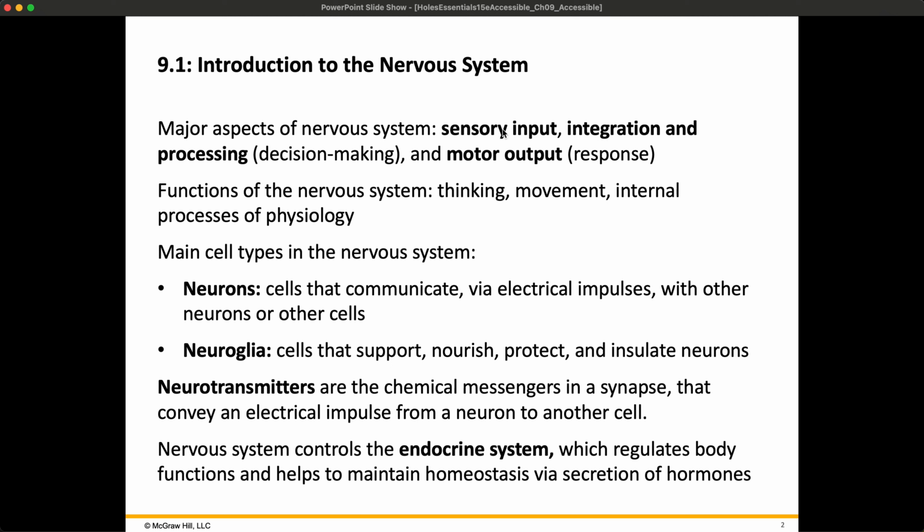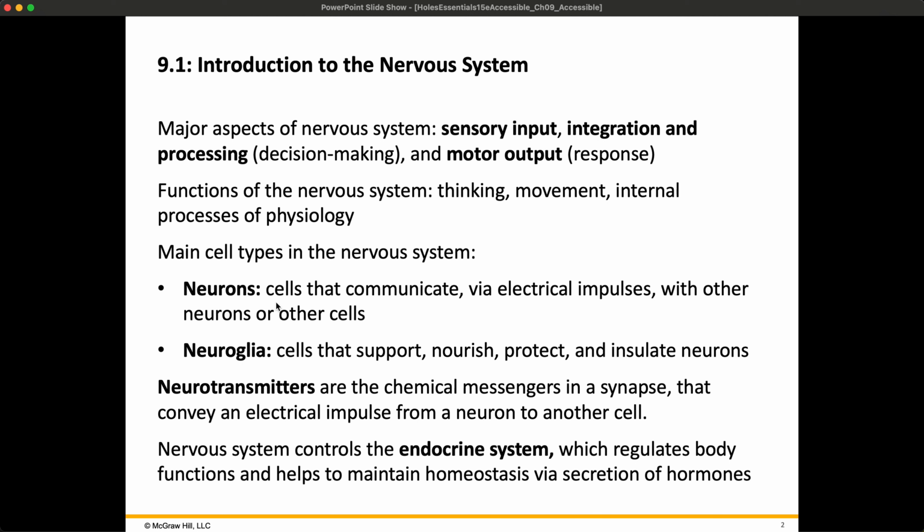So based on what you're getting in, your central nervous system will decide what type of response needs to be made, and then you have this motor output, which is the actual effector response that causes some type of change. So really, though, the nervous system is involved in thinking, movement, internal processes of physiology. It's one of the main regulating systems of the body.